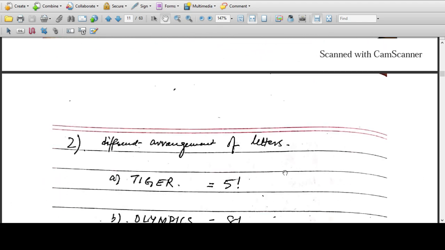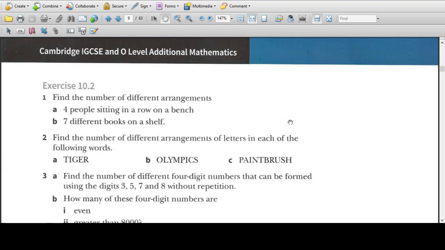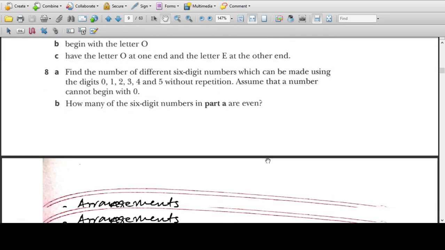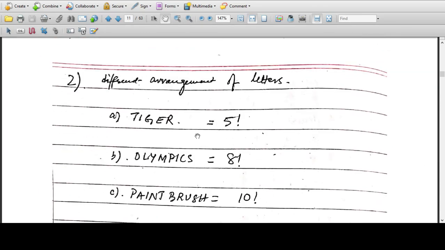Now different arrangements of letters. Find the number of different arrangements of the letters in each of the following words: tiger, Olympics, and paintbrush. So tiger has 5 letters, so this is 5 factorial. Olympics has 8 letters, so this is 8 factorial, and paintbrush has 9 letters, so this is 9 factorial. So question number 2 is very easy.